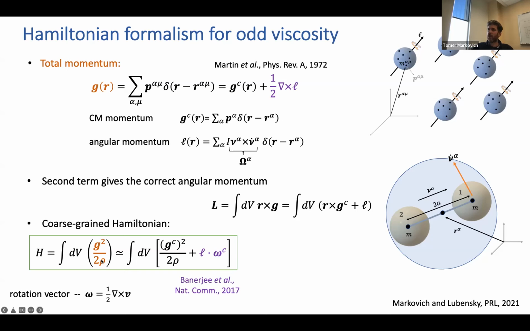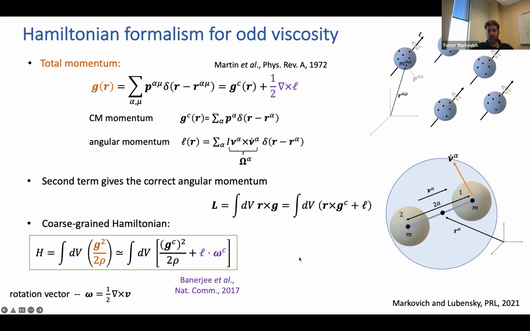But here we do it in a microscopic way. We just say the Hamiltonian is the total momentum squared, and not just the center of mass. So the kinetic energy counts also the angular momentum now. And just by doing that, we get this extra term here, which couples vorticity, or flow of the center of mass, and the angular momentum. And we will show that we can derive from this Hamiltonian the odd viscosity.